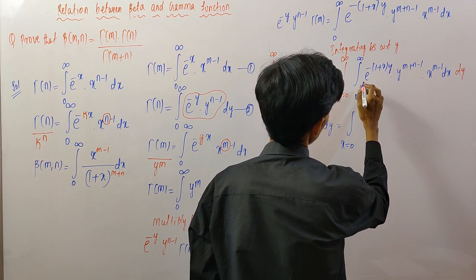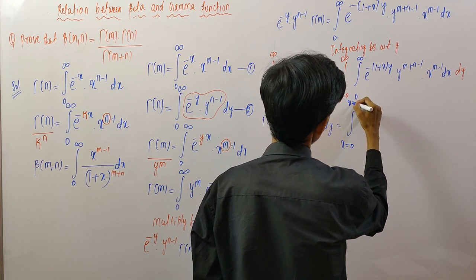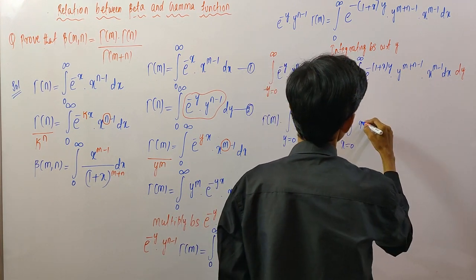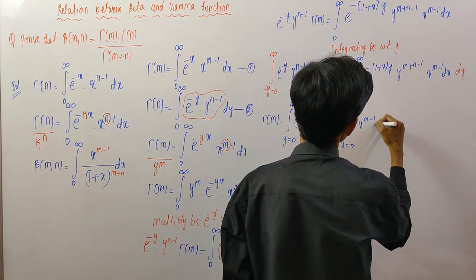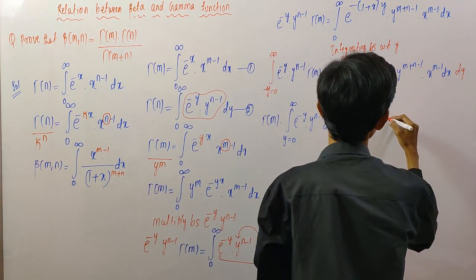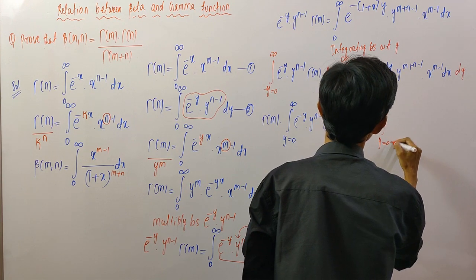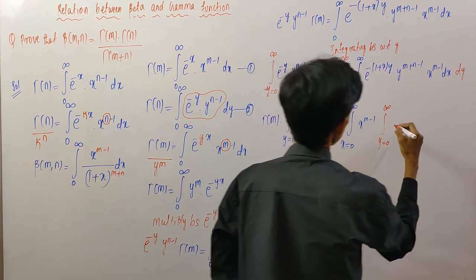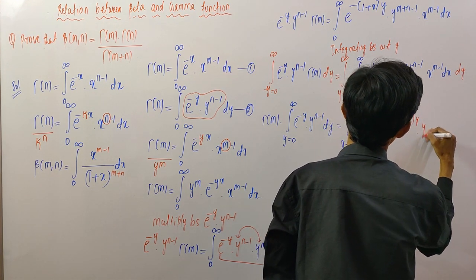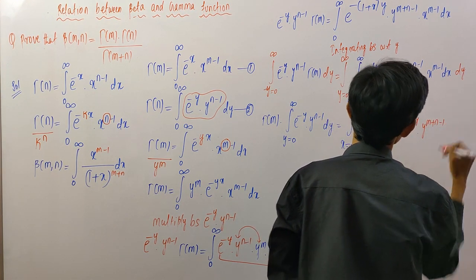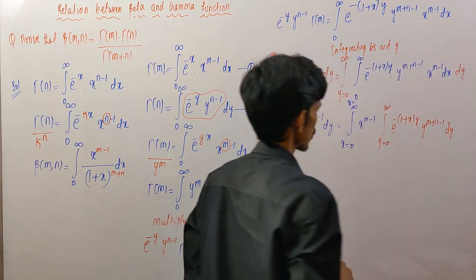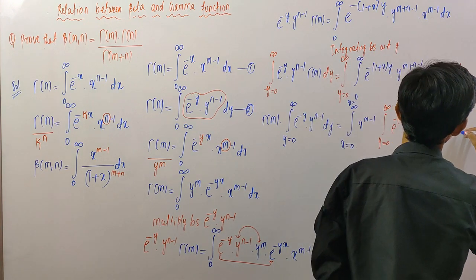Here the limits for this integration is for x, so x equal to 0 to infinite. Take this term x power of m minus 1. Now we have this integration y equal to 0 to infinite. Next we have this term e power of minus (1 plus x) into y power of m plus n minus 1 dy. At last we have this dx.